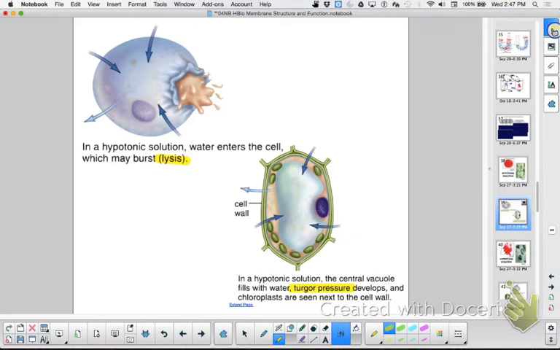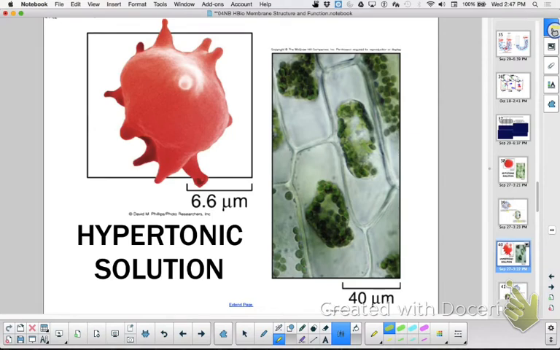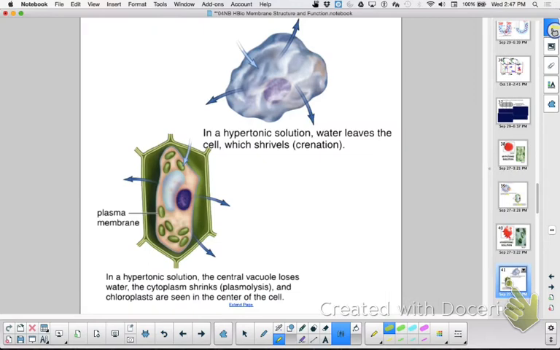And in scenario number 2 that we discussed, this is when you put a red blood cell in a hypertonic solution. It's shriveling. What do we call that? Crenation. And we can see the cell membrane is pulled away from the cell wall. Okay, so crenation is when it shrivels. Plasmolysis is when the cell membrane pulls away from the cell wall. And we put that all on our chart, right?